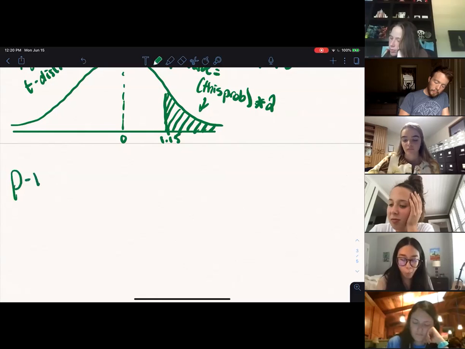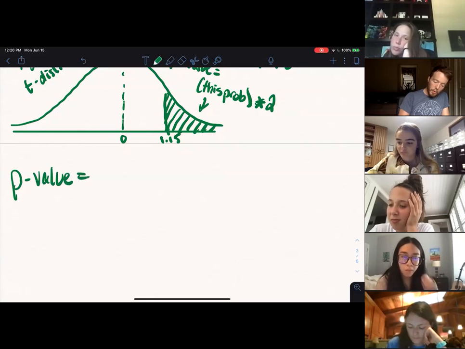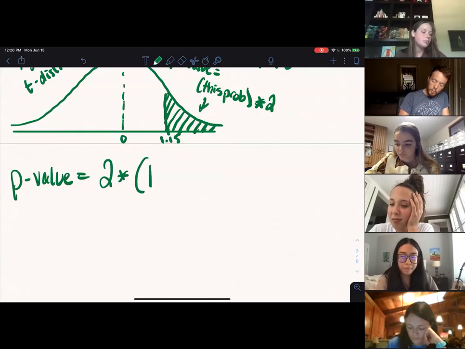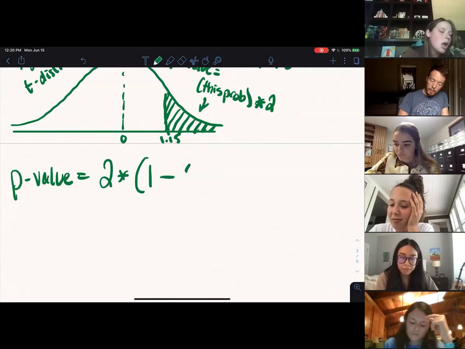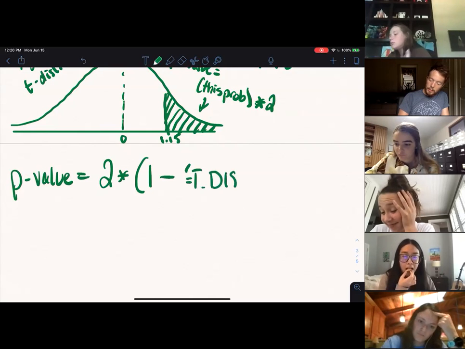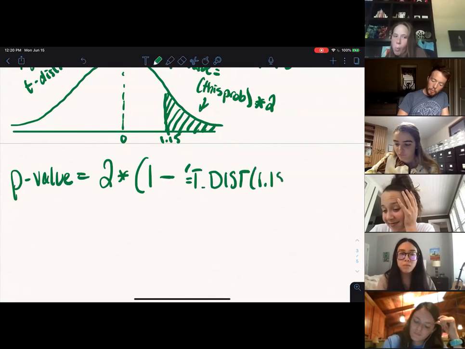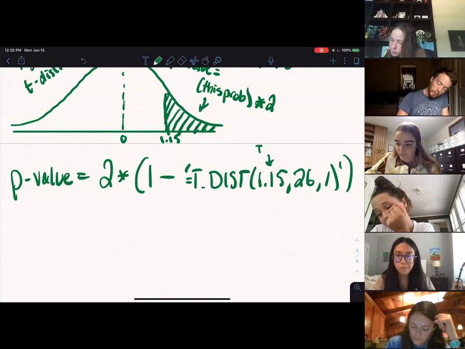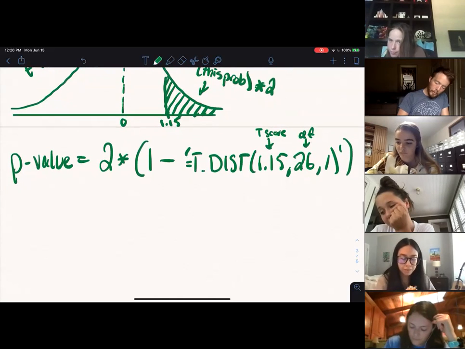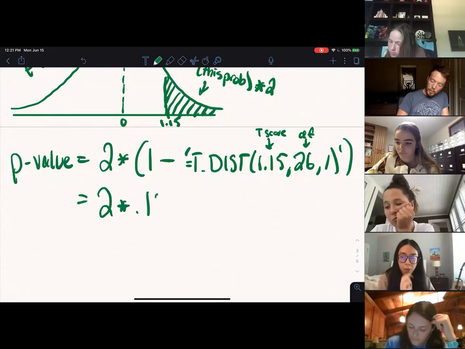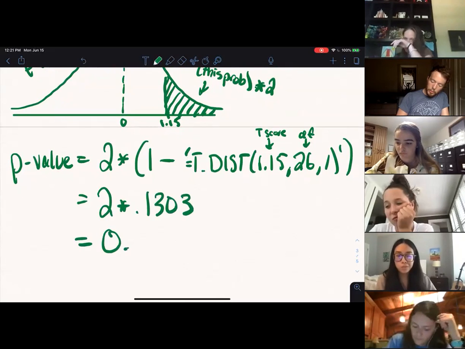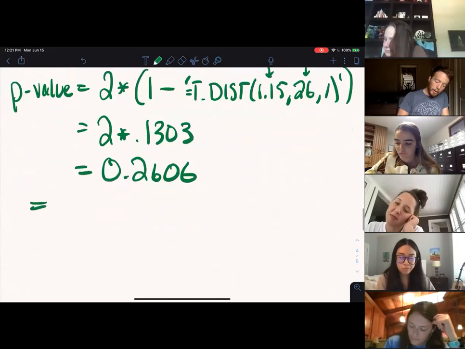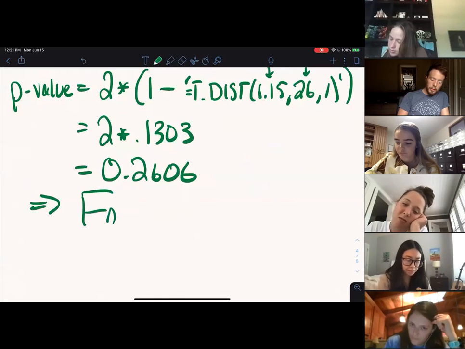So the p-value for this test would be 2 times 1 minus, because we want the upper tail probability, of T.DIST of 1.15, comma the degrees of freedom, which was 26, comma 1. So this is the t-score. This is degrees of freedom, which is going to be 2 times 0.1303, or 0.2606. And our conclusion is therefore to fail to reject.